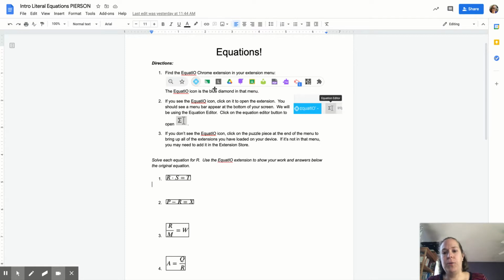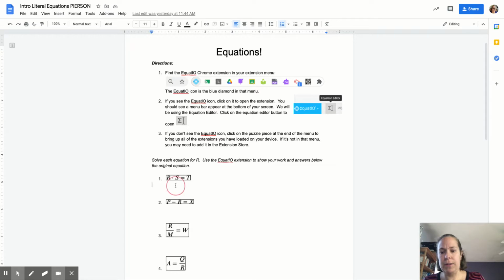All right, so a lot of you already have the EquatIO extension loaded onto your Chrome browser. And if that's the case, then you'll probably see the icon right here. It looks kind of like a blue diamond-ish square thingy. Mine is right here. And if you don't find it, then you'll need to go up to your extension menu, and it might be in this list, or you might find that you have to go to Google's extension store and add it. But I think the district puts it in already.